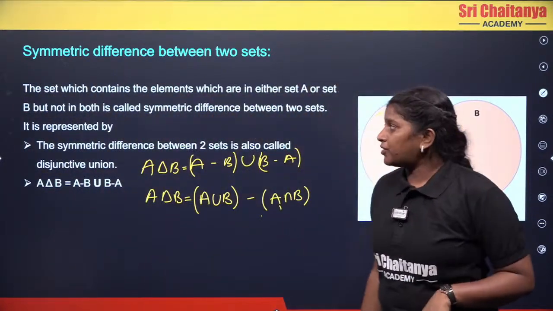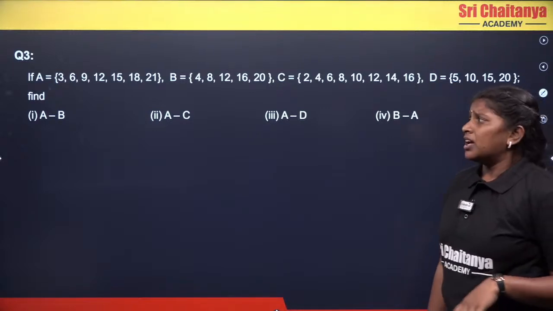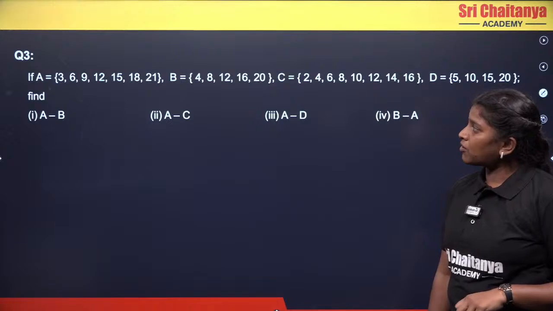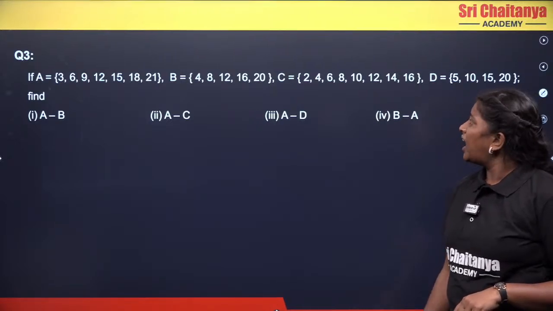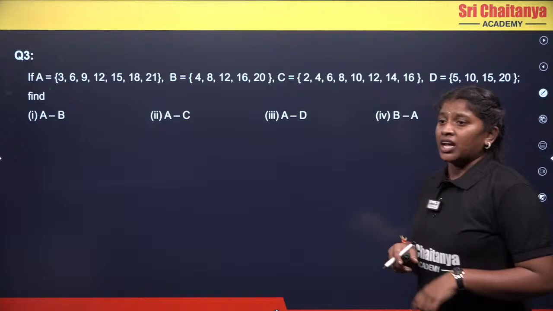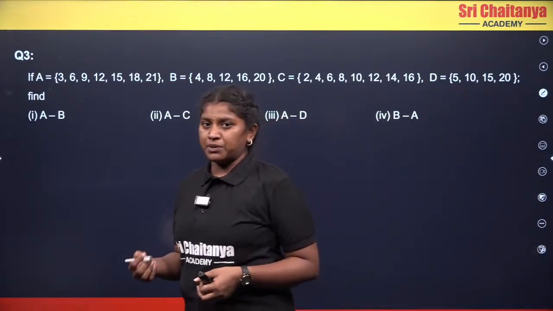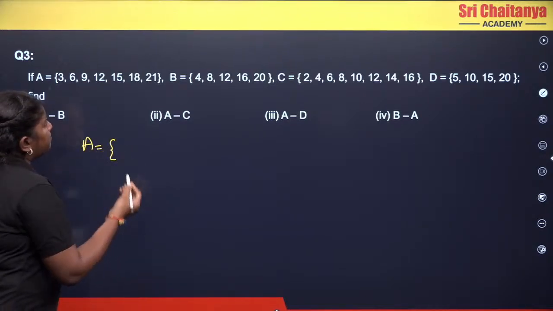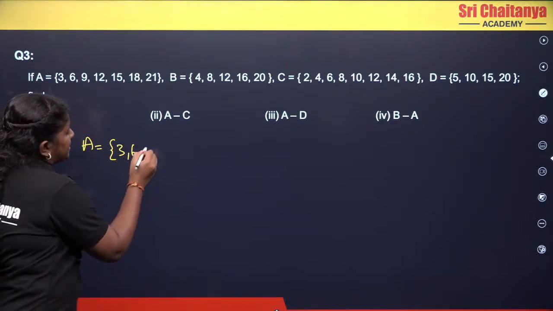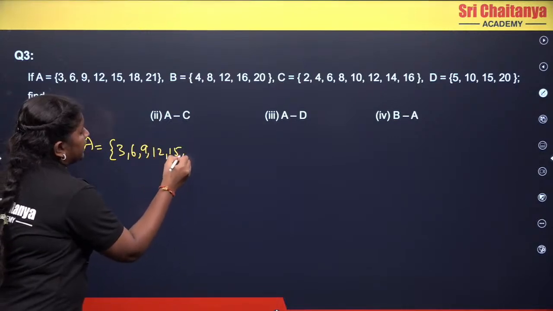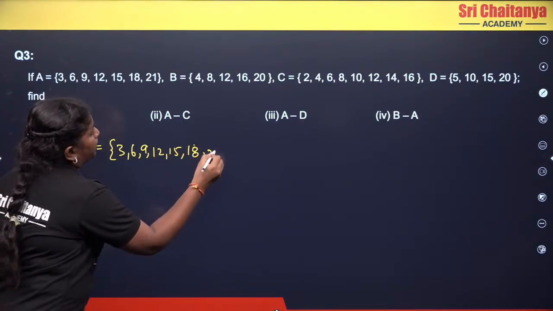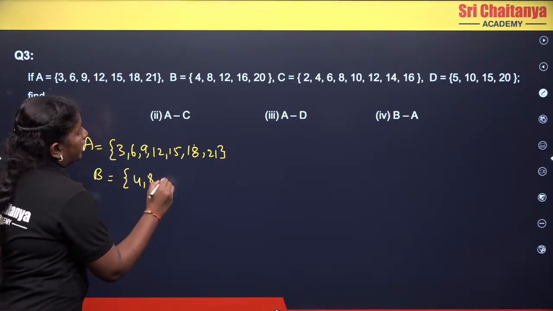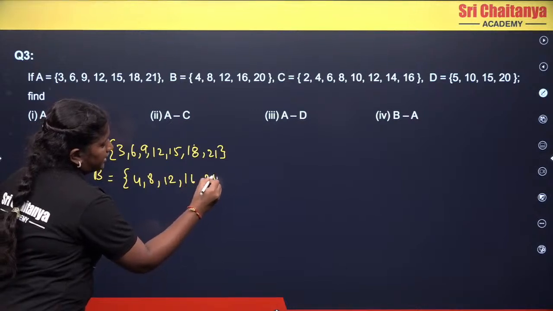Now let's solve a problem on difference of sets. If A is the set of 3, 6, 9, 12, 15, 18 and 21, and B is the set of 4, 8, 12, 16 and 20, and similarly we are having the sets C and D. Now they are asking to find A minus B. So first of all we are going to take the sets where A is given by the set of 3, 6, 9, 12, 15, 18 and 21, and B is the set of 4, 8, 12, 16 and 20.